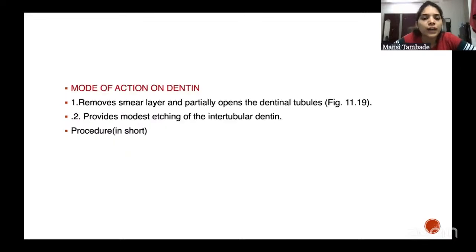And the mode of action on dentine is that it removes the smear layer, partially opens the dental tubules, and provides modest etching of the intertubular dentine. And if you have the time, means if you have the page and you are writing it in a proper organized way and you don't have very big handwriting and you have the space, you can definitely write the procedure in short, how you are doing the etching process.